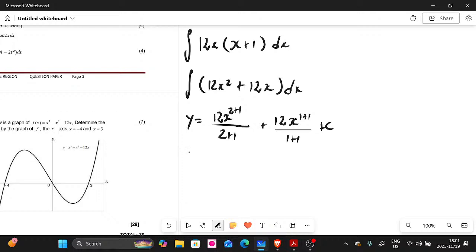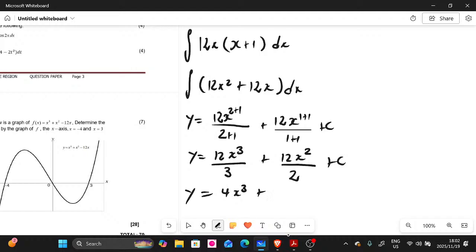Now we simplify it further. We're going to have 12, exponent 2 plus 1, which gives us 3, divided by 2 plus 1, which is 3, plus 12, exponent 1 plus 1, which is 2, divided by 1 plus 1, which is 2, plus c. If you look at the first term, 12 divided by 3 gives us 4x cubed, and then plus 12 divided by 2 gives us 6x squared, plus c. So this one is our final answer.